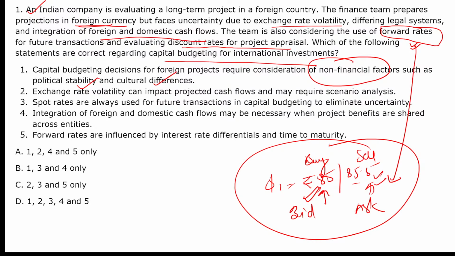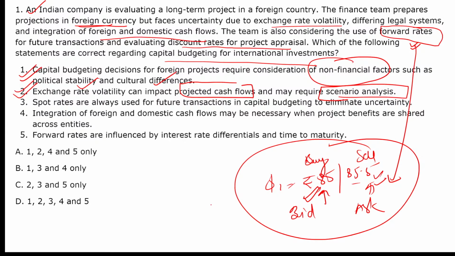Yes, of course, we have to take care of non-financial aspects as well because they will greatly affect our foreign currency involved. So statement number 1 is correct. Statement number 2, exchange rate volatility can impact projected cash flows and may require scenario analysis. Yes, my cash flow is highly dependent upon the exchange rate. So this is also correct.